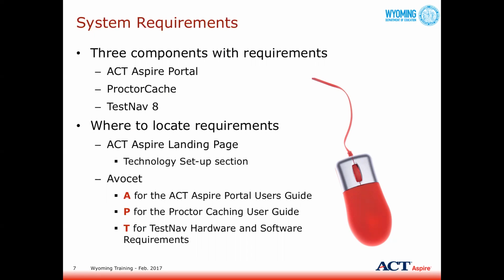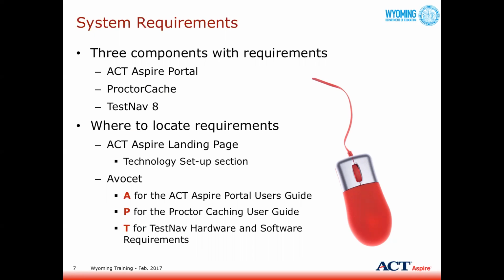Underneath that same section in Avocet is P. So you can click on the P along the left-hand navigation side, and you can click on the Proctor Cache User Guide. So that gives you everything from top to bottom information around Proctor Cache. What is Proctor Cache? Where do I get the latest information? What are the system requirements? How do I get it installed? When do I need to perform certain functions? All that is listed in the Proctor Cache User Guide.